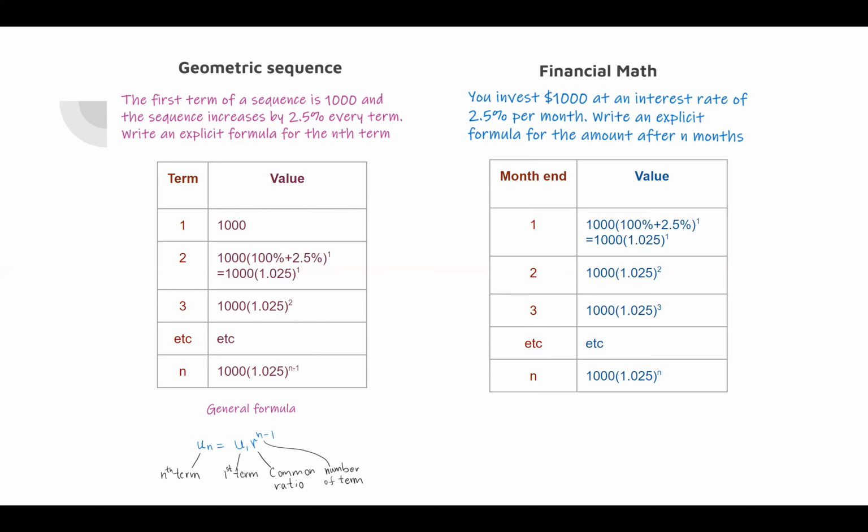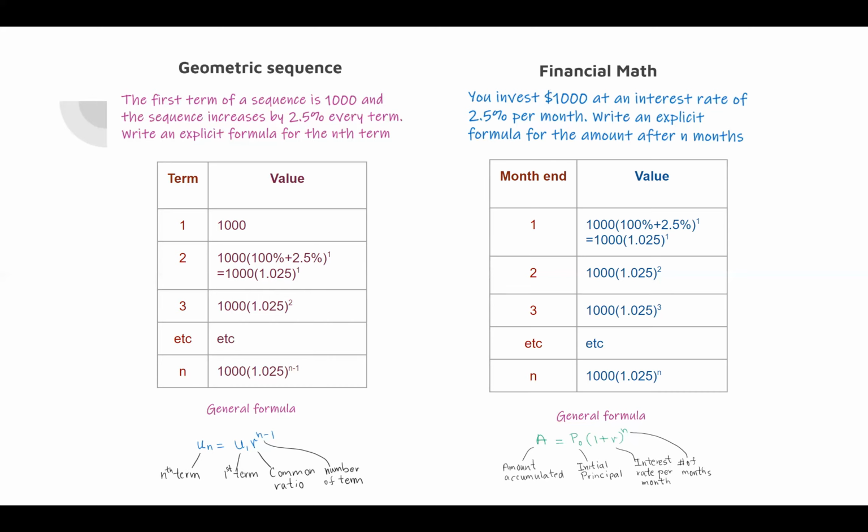So in general, the formula is A is equal to P naught times 1 plus r to the power n, where A is the amount accumulated, P naught is the initial principal, r is the interest rate per month, and n is the number of months. Now, whilst these two mathematical procedures have a lot in common, they are also subtly different in the way the formula is presented. Otherwise, they are intrinsically the same.